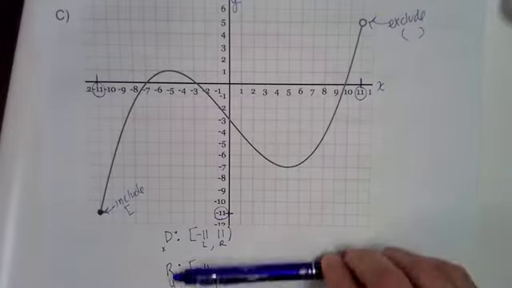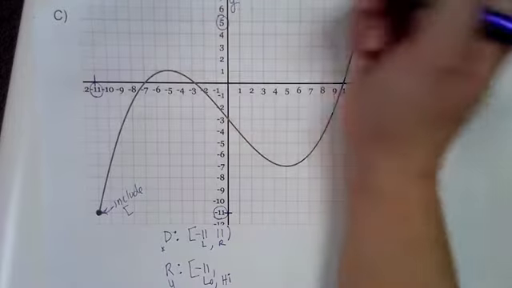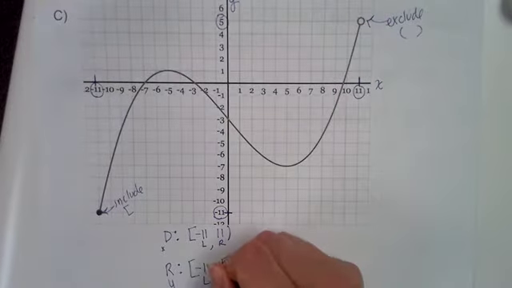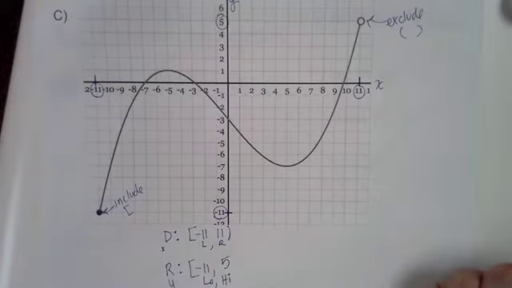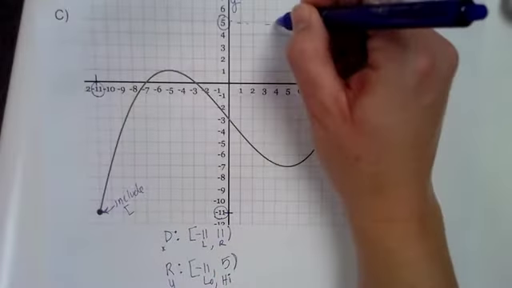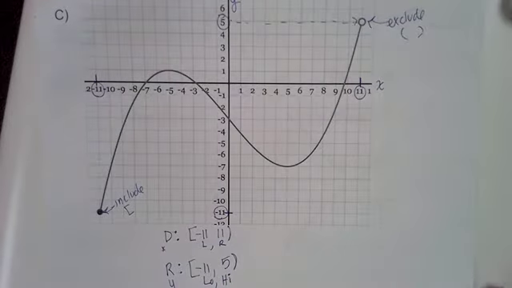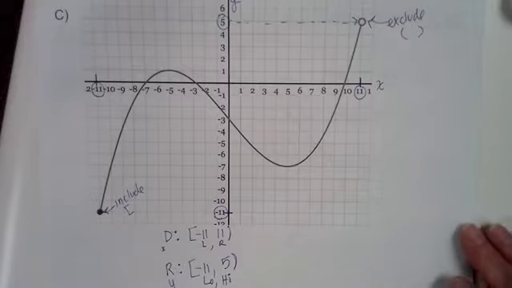And then how high does our graph go? 5. So that's something you could put 5 on the y-axis. And should we include or exclude 5? Exclude, because again, that point over here is excluded. All right, any questions on domain range graphically? Okay, I hope all the problems look like this. Sometimes they like to surprise me.